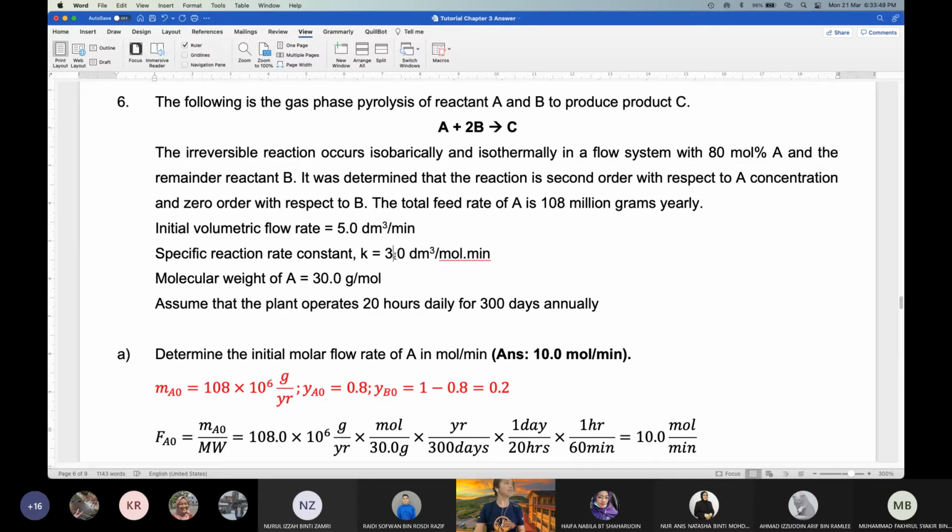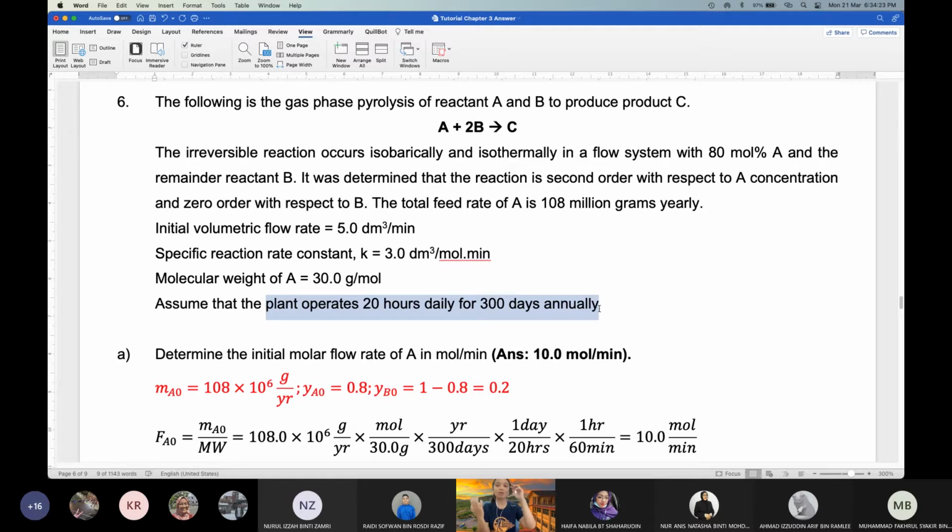Okay, done. Next, they give us the molecular weight. You know by now what molecular weight is. So the molecular weight of A is 30 gram per mole. Next, they say the plant operates 20 hours daily for 300 days annually. So your plant is working every day for 20 hours, and every year it is only operating for 300 days. So what do we do with this information?